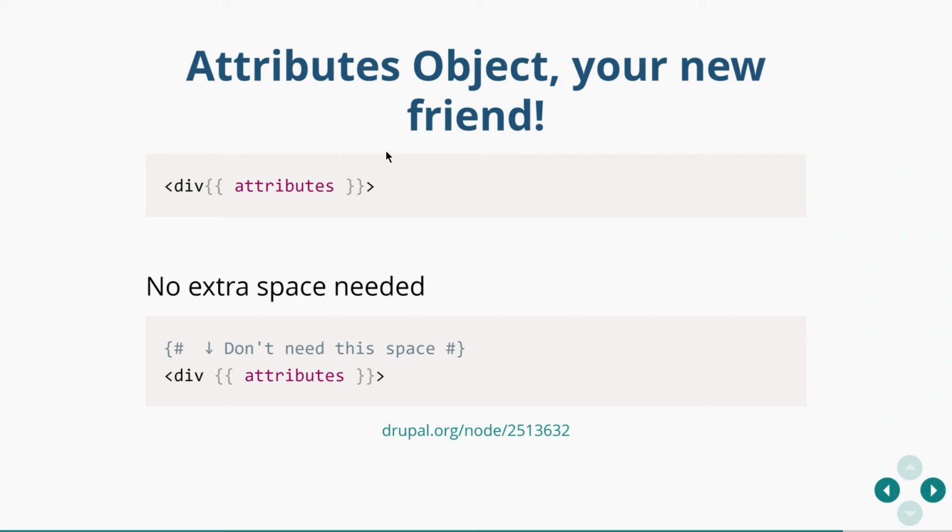Attributes object. This is your new best friend. It is awesome, and I love it. So on any template, you'll have like the wrapper, right? So the outer like div.block or whatever it is. And generally what you're going to see in Twig is that it'll have whatever tag is on the wrapper and then curly brace attributes. So minor note, you do not need an extra space here. If there is no attributes, it'll just be tidy, and if there is, it'll put in the space on its own.